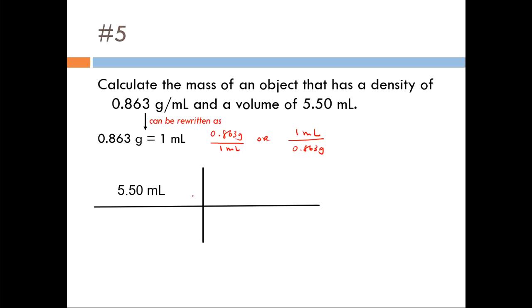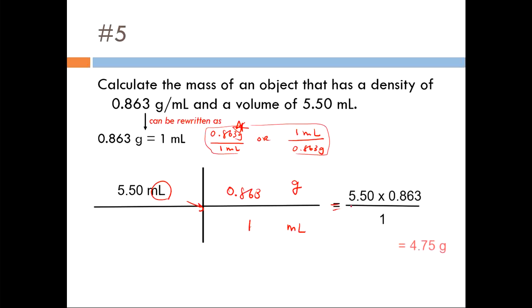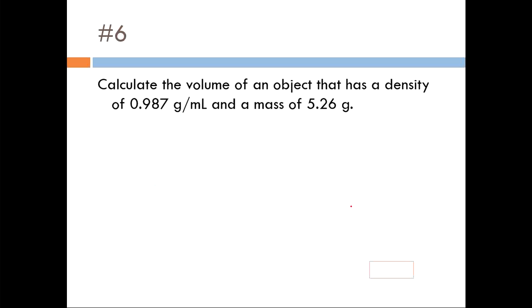So let's go back to the fence. We have milliliter, bring that down, milliliter written on the bottom, so what's going to go on the other part of the fence? Well, we're going to write grams, right? Because we can only choose between these two, okay? So which one are we going to use? Well, we need to find the one where grams is on top and milliliters on the bottom. So we're going to be using this one here. So go ahead and copy the numbers, 0.863 on top, 1 on the bottom, and that is equal to 4.75 grams. Now you try to set up number 6.